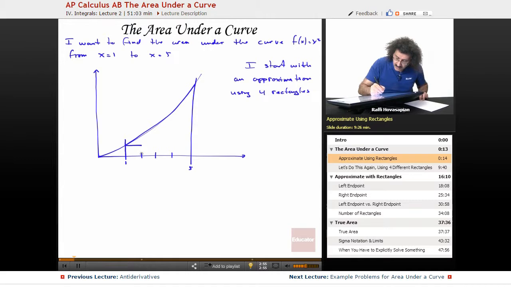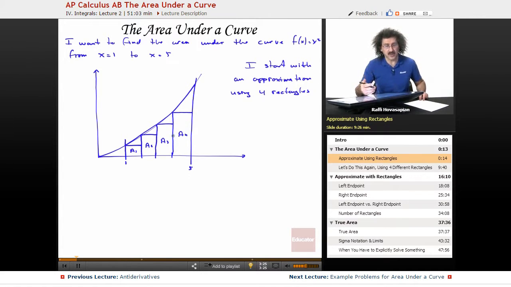It's going to be 1 rectangle, 2 rectangles, so this is my first one. I want that area. This is my second, this is my third, and this is my fourth. I'm going to find the areas by multiplying the base times the height, base times the height, base times the height, base times the height. That's going to give me an approximation to the area under the curve. Now these parts right here, obviously they're not going to be included, so it's going to be an underestimate. We'll deal with that in just a second.